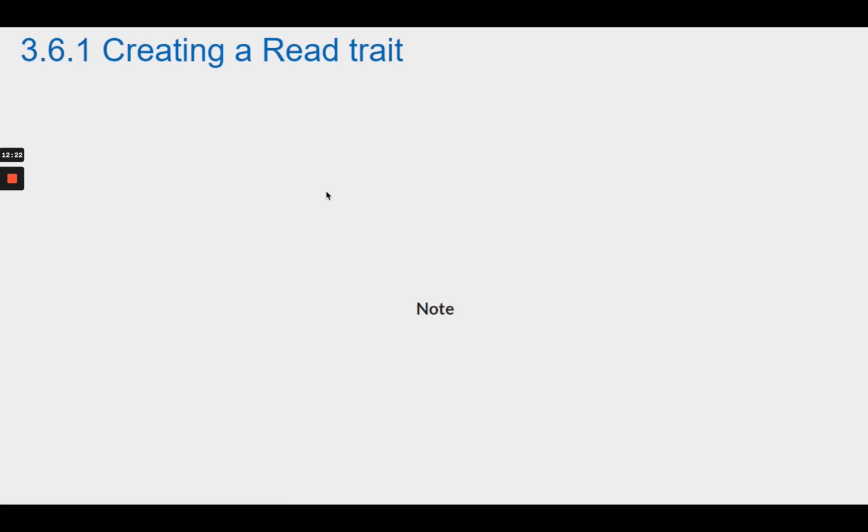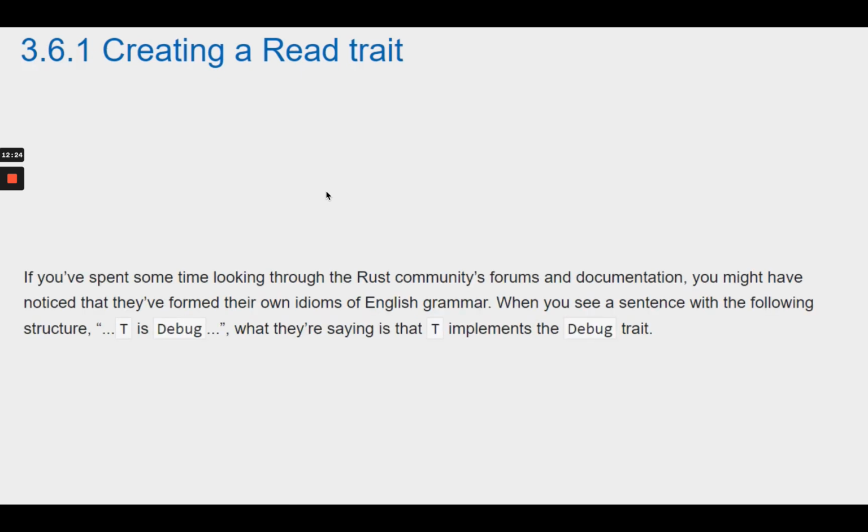Note: if you spent some time looking through the Rust community's forums and documentation, you might have noticed that they've formed their own idioms of English grammar. When you see a sentence with the following structure, "T is Debug," what they're saying is that T implements the Debug trait.